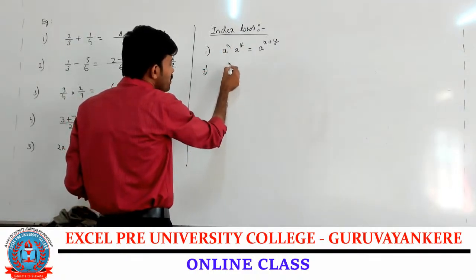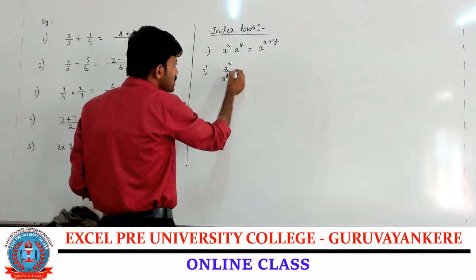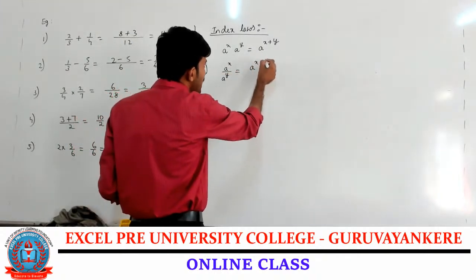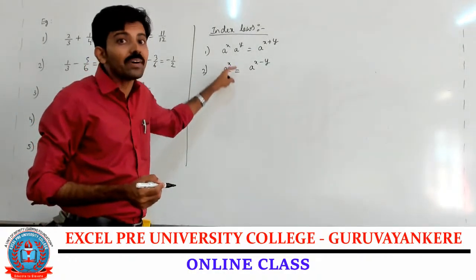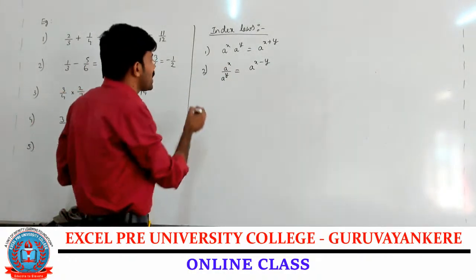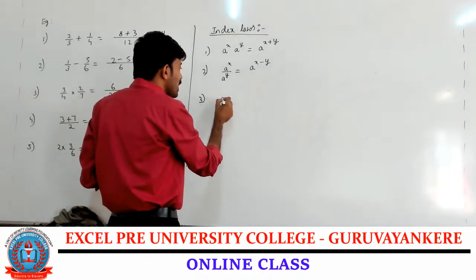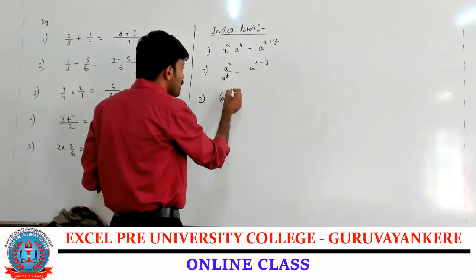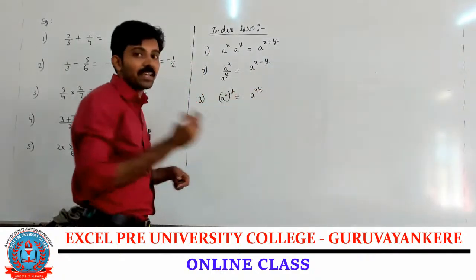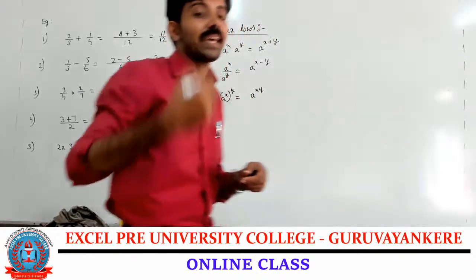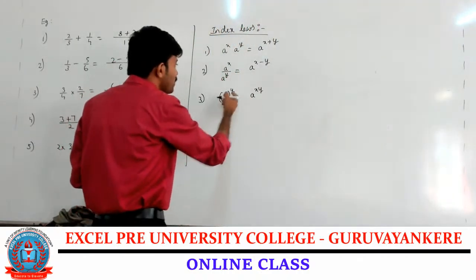A power x divided by a power y is equal to a power x minus y. If there is a division, subtract the powers. A power x to the power y is equal to a power x y. The powers get multiplied.